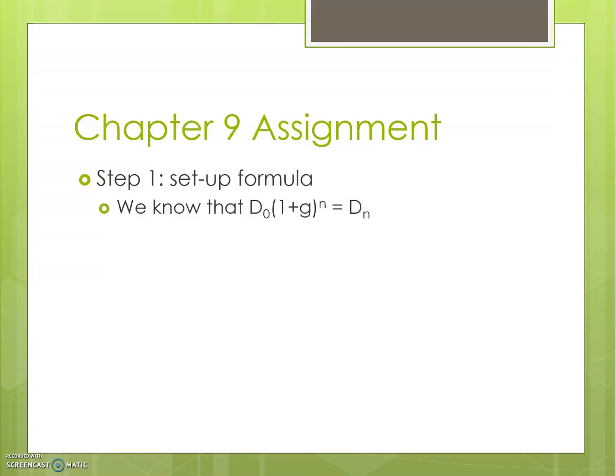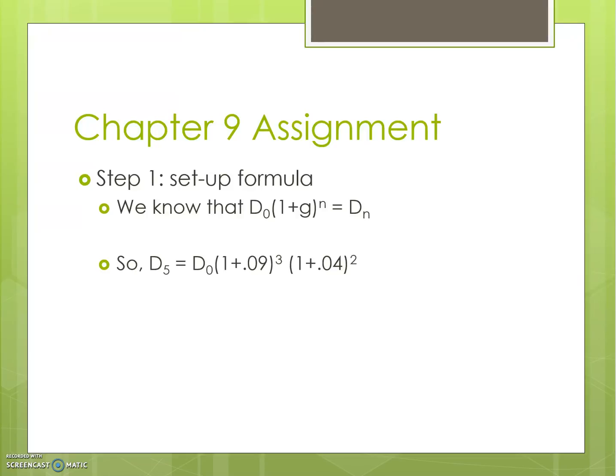D0 multiplied by (1 plus g) to the nth power, where n is time, is going to equal the dividend at n, Dn. This works if the growth is constant. If we have non-constant growth, we're going to have to modify this just a little bit, but we can still apply this to the question. We can also multiply the dividend by the first year growth rate, the second year growth rate, the third year growth rate, the fourth year growth rate, and the fifth year growth rate. But if you're like me, you like to save time.